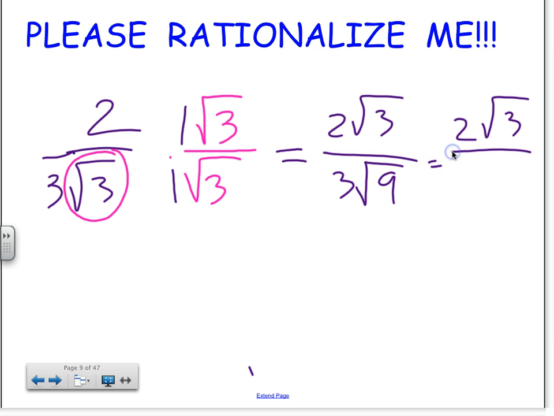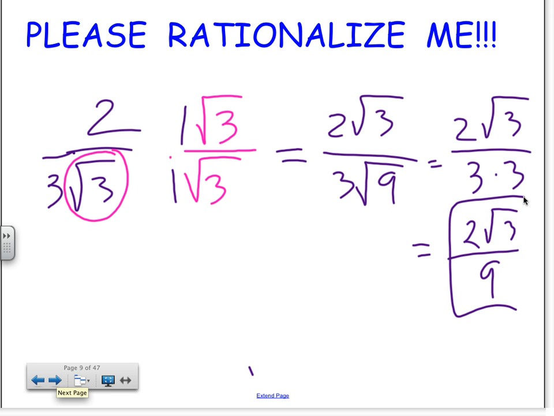So watch what happened. We take the 3 outside of the house. That means there's nothing left. So we have 3 times 3, because there's a 3 outside of this already. So what do we have here? 2 radical 3 over 9. And that's how we rationalize. Rationalize simply means I need to make you not radical anymore, moving you to the top. Very good.